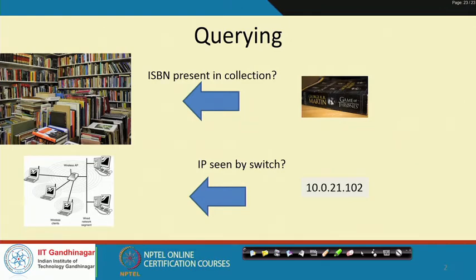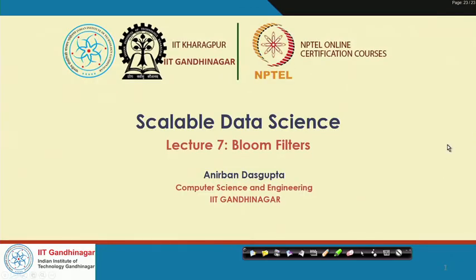You also could be the designer of a network switch, right, which has very limited memory. And now a particular user again comes and asks you, have you seen this IP? Have you seen any traffic for this IP passing through this switch? And you have to answer this question more or less accurately at least. Okay. So, how do we do that?